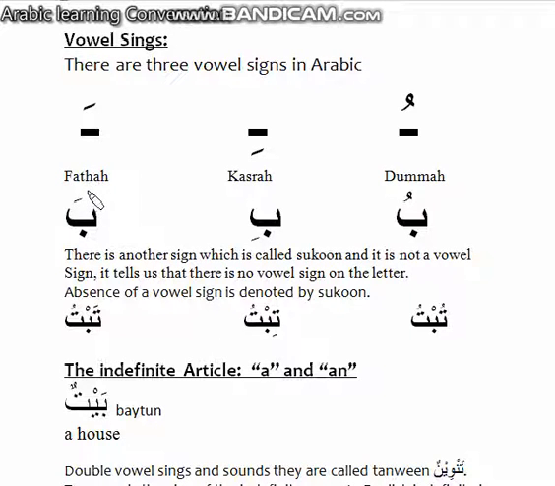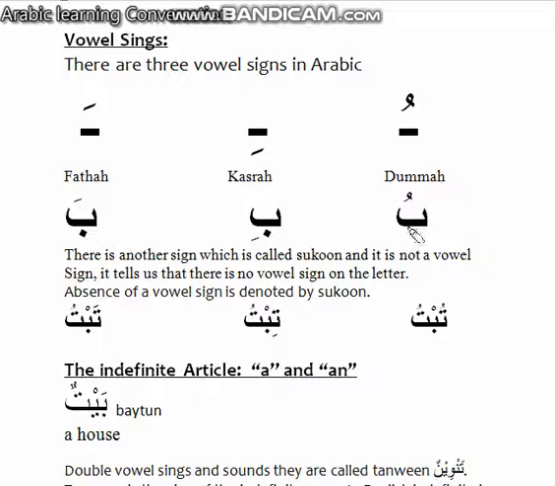What do we call it? Fatha. This vowel sign is called kasra. Kasra. This vowel sign is called dhamma. Dhamma. Yes, let's put these vowel signs on the letter. If you put fatha on this letter, it will be ba. If you put kasra, what would it be? Bi. If we put dhamma, what would it be? Bu. Ba, bi, bu. So every vowel sign produces a different sound.